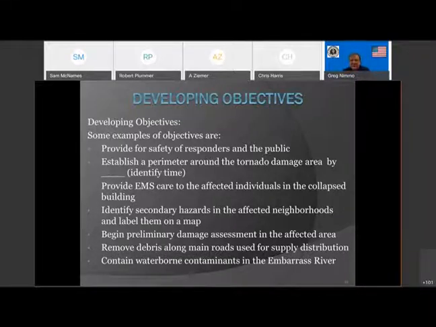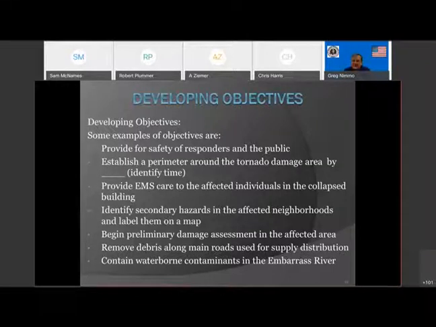Establish a perimeter around the tornado damage area by identify the time. Provide EMS care to the affected individuals in the collapsed building. Identify secondary hazards in the affected neighborhoods and label them on a map. Begin preliminary damage assessment in the affected area. Move debris along main roads that are used for supply distribution. Contain waterborne contaminants in the Embarras River. I probably spelled that wrong.